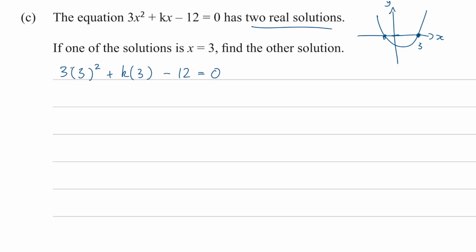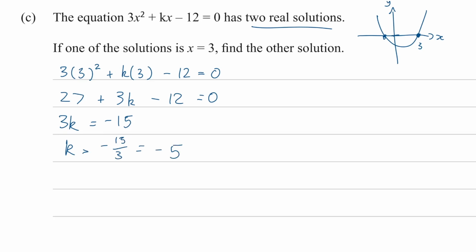So 3 squared is 9. 9 times 3 is 27. Plus k times 3 is 3k. Minus 12 equals 0. 3k equals 27 minus 12, which is 15. Now we subtract 15 on both sides. Now we can divide both sides by 3, which gives k equal to negative 5. So we found k.